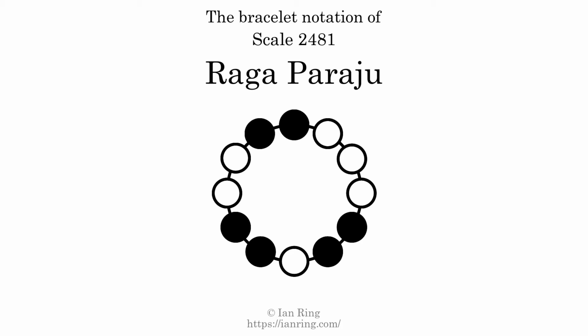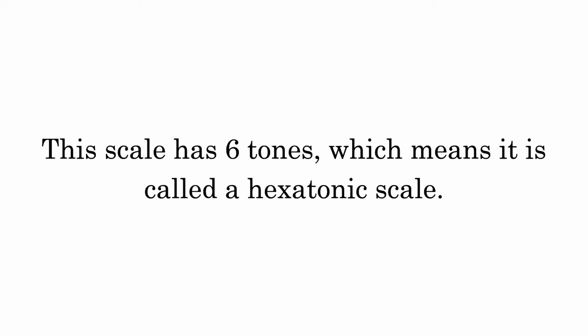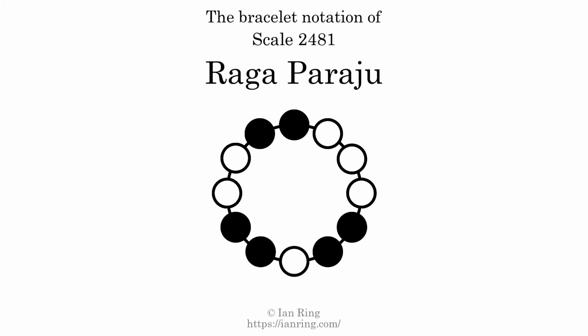2481, Raga Paraju, which sounds like this. This scale has 6 tones, which means it is called a hexatonic scale. This is a bracelet notation diagram of scale 2481. The shaded circles represent tones that appear in the scale, and they are read clockwise, starting at the top.